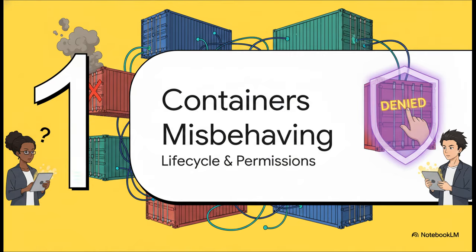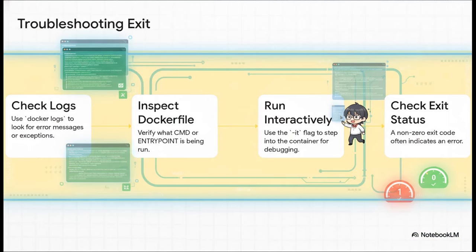So in this first section, we're going to tackle the two main ways containers seem to misbehave: by vanishing when they shouldn't, and by yelling permission denied for things that work just fine on your own machine. So how do you figure out why that main process stopped? Well, here's your 4-step playbook.